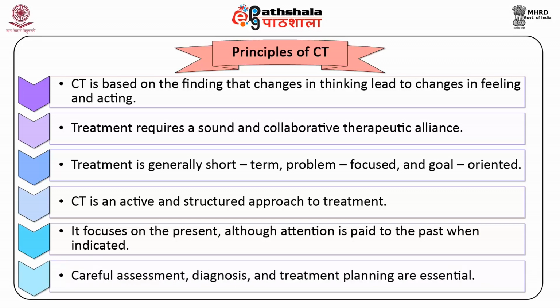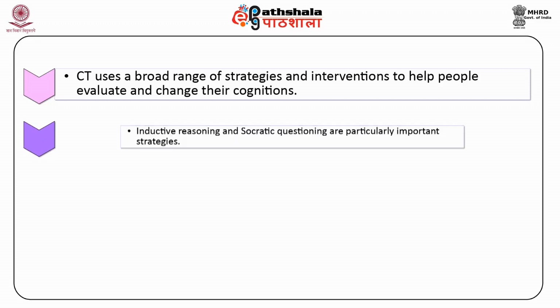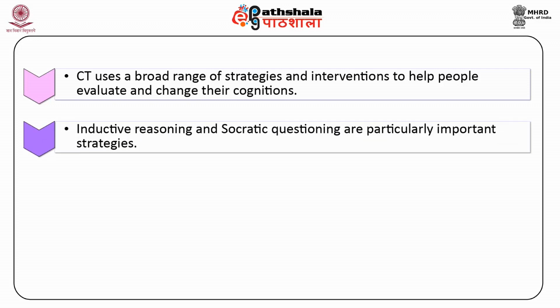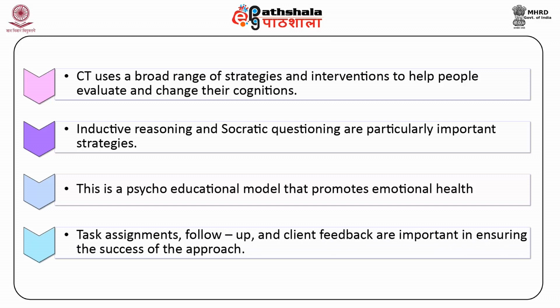Careful assessment, diagnosis, and treatment planning are essential. CT uses a broad range of strategies and interventions to help people evaluate and change their cognitions. Inductive reasoning and Socratic questioning are particularly important strategies. This is a psychoeducational model that promotes emotional health and prevents relapse by teaching people to identify, evaluate, and modify their own cognitions. Task assignments, follow-up, and client feedback are important in ensuring the success of the approach.